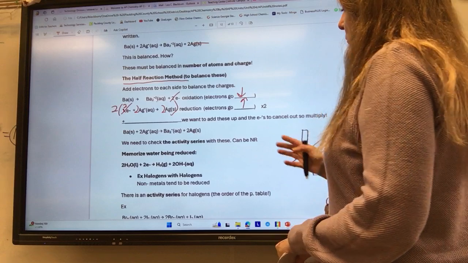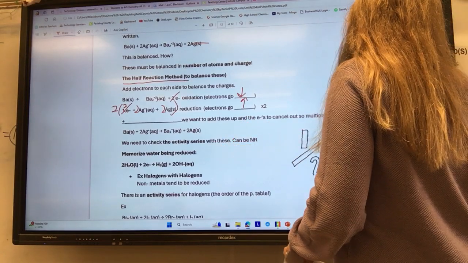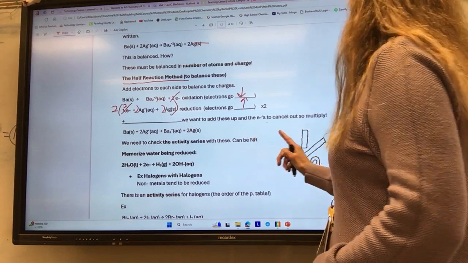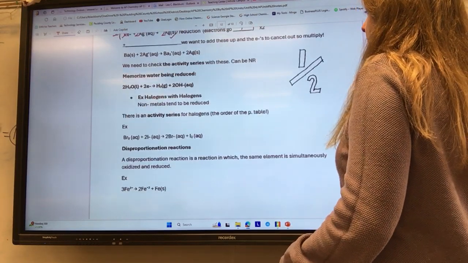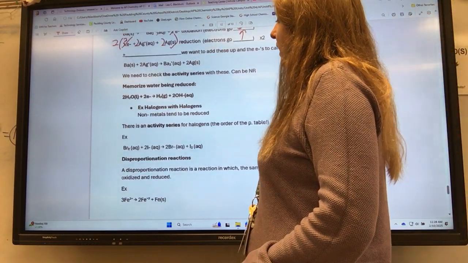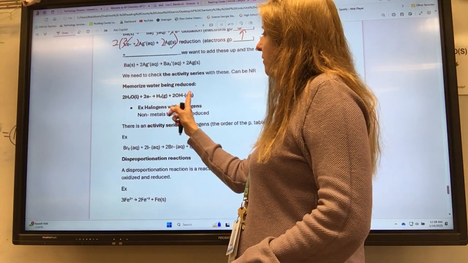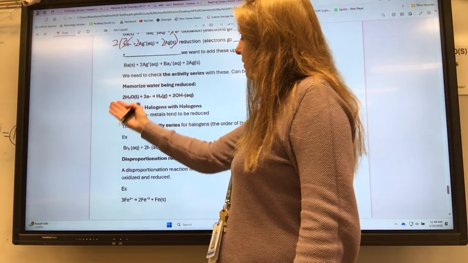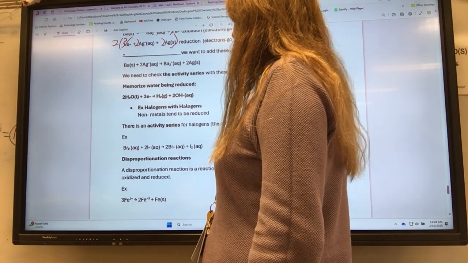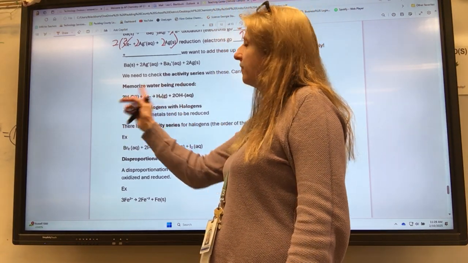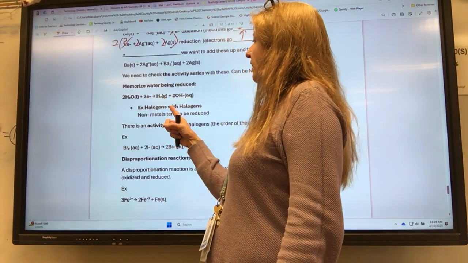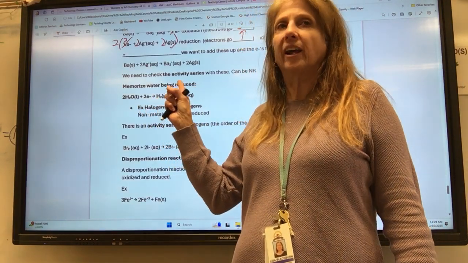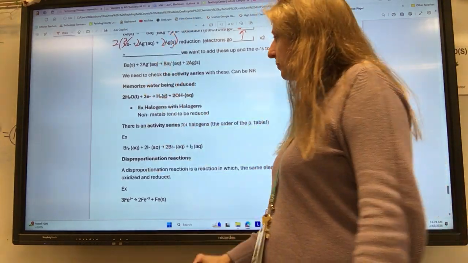Okay, so sometimes these don't work and you have to check the activity series. These can be no reaction, but according to Jeremy Krug, they're not going to give you no reaction on the AP test. Okay, and he also said that you should memorize this half reaction, this net ionic equation actually for water being reduced. He says that is just handy. They will often ask it to you, and so that you don't have to sit there and figure it out, you can just write it down in your free response real fast.